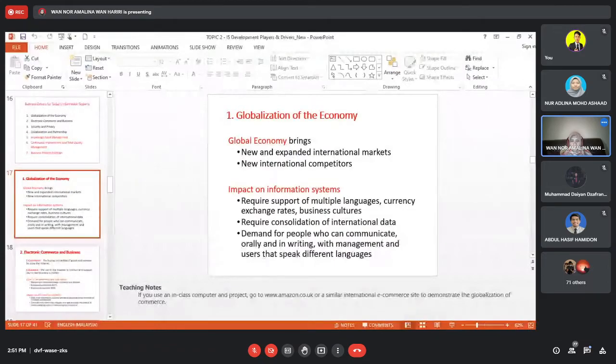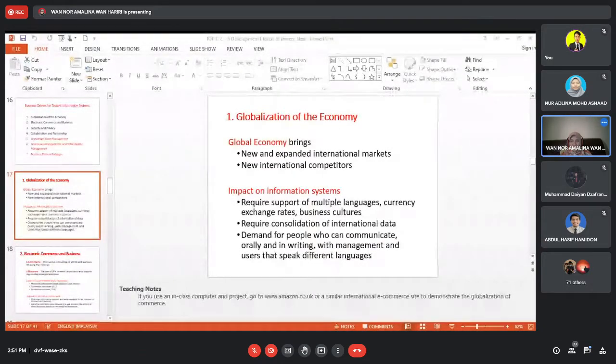Okay, wait. Somebody is saying something. Yes, Iqbal, Shopee, China goods. Shopee is not only from China now, right? Indonesia too. Okay. Alright.